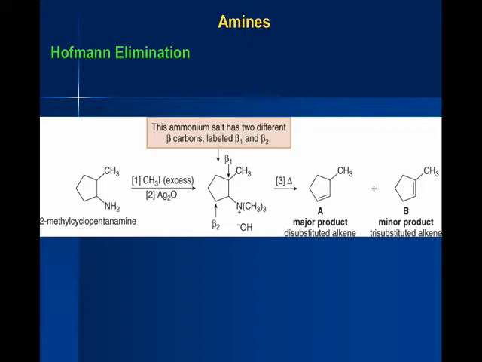So what we do is an anion exchange. We react this with silver oxide and water, which you can think of as silver hydroxide. And you precipitate out the silver iodide, and that leaves hydroxide around. Hydroxide is a much stronger base. And when we heat this, using our little magic triangle, we get the least substituted alkene as the major product.